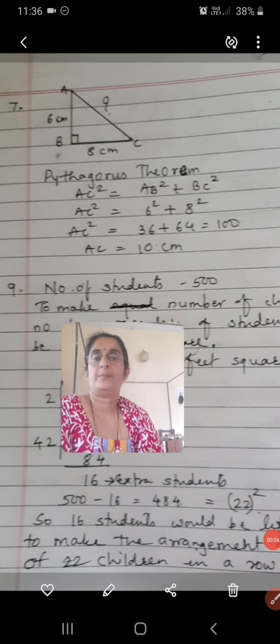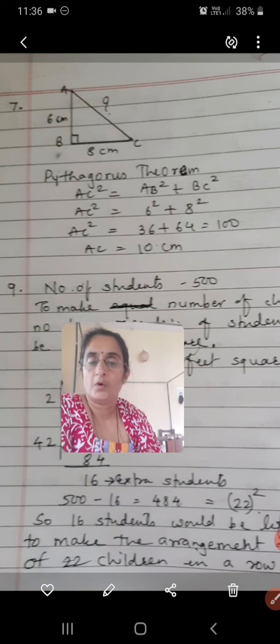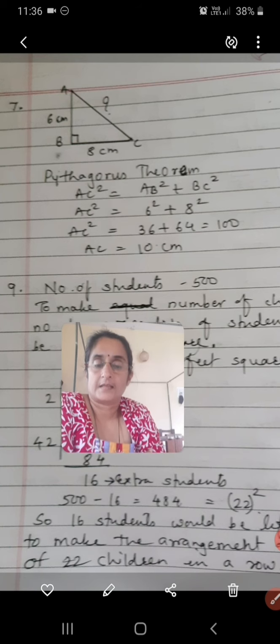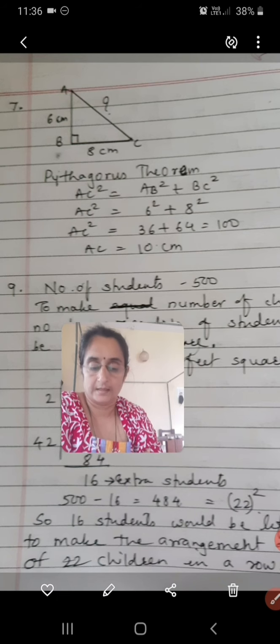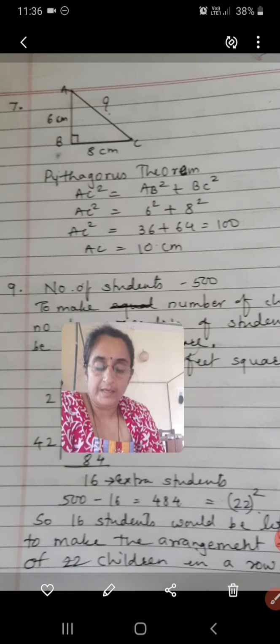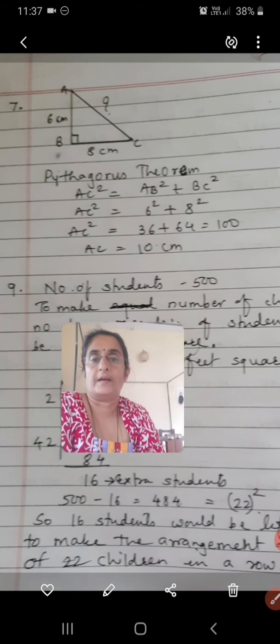Children, you have learned the Pythagoras theorem. What the theorem says: in a right angled triangle, the sum of the squares of the two legs is equal to the square of the hypotenuse. Now using that Pythagoras theorem, we are going to solve the next question. The question is, in a right triangle, B is 90 degrees and AB is 6 centimeter, BC is 8 centimeter, and we have to find out AC.